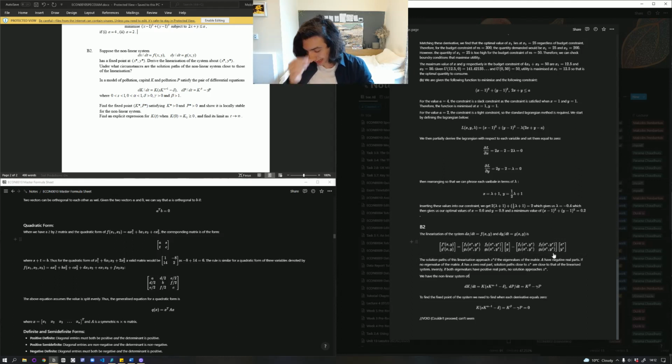Alright, so that's a better representation of it from what's in the book. So that's the linearization of the system. It also says on page 644 that the solution paths of the linearization approach the stable point if the eigenvalues of the matrix have negative real parts.